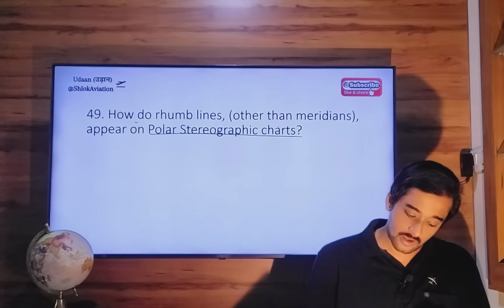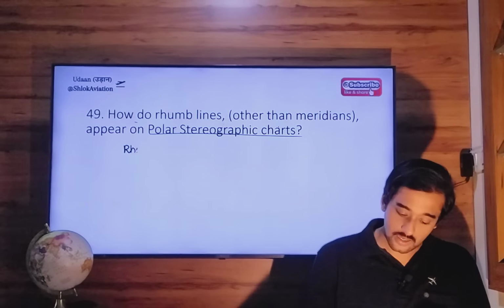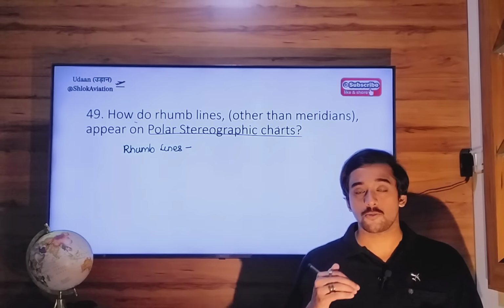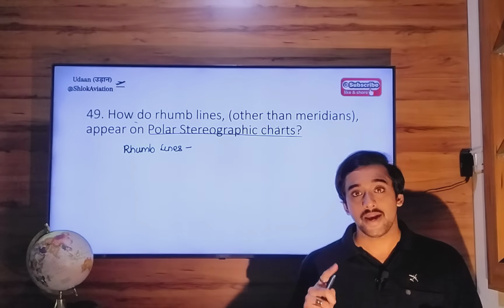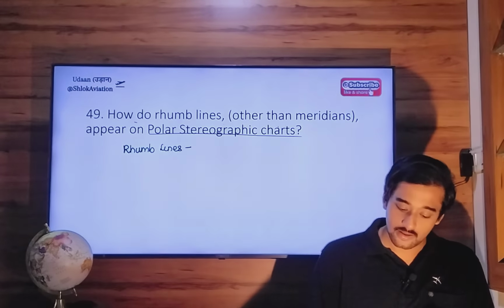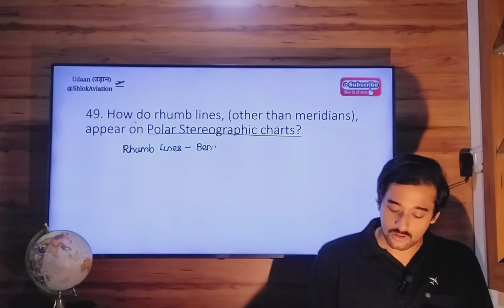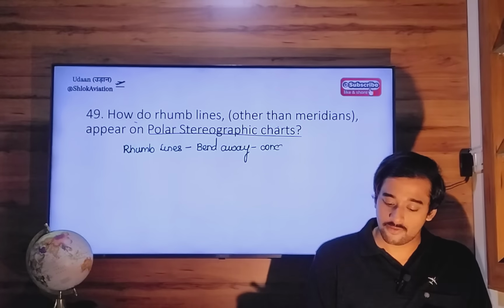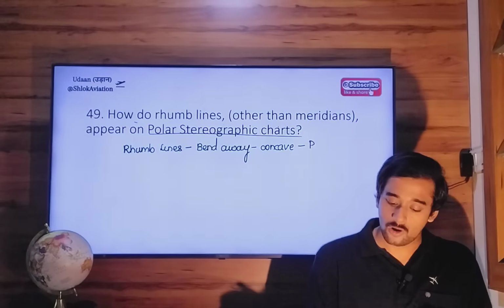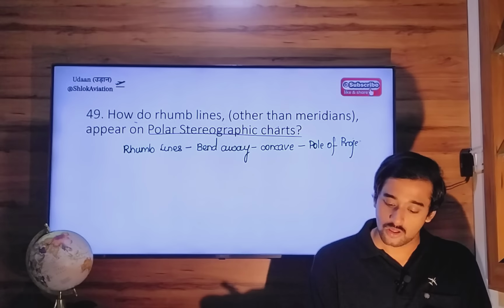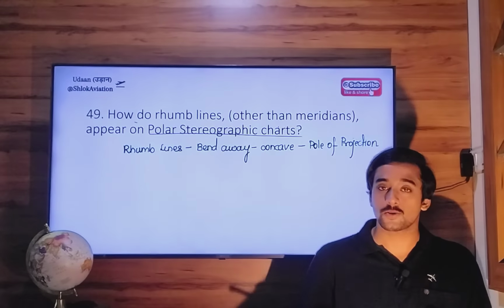How do rhumb lines appear, other than meridians, on a polar stereographic chart? On a polar stereographic chart, rhumb lines will appear as curves. Now, great circles on polar stereographic projections bend towards the pole. Rhumb lines do the opposite. They bend away, or they are concave from the pole of projection.